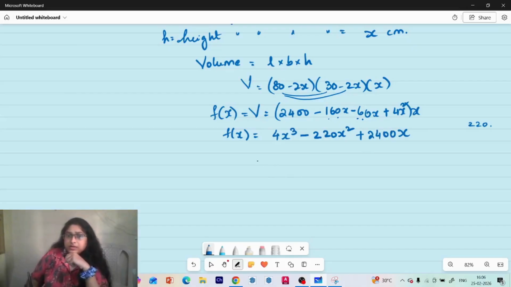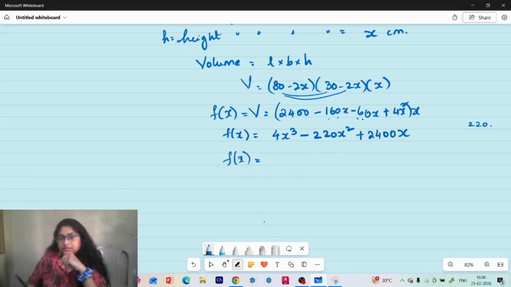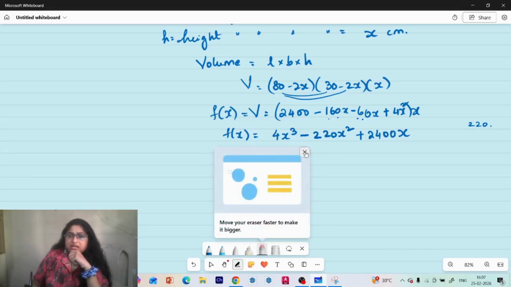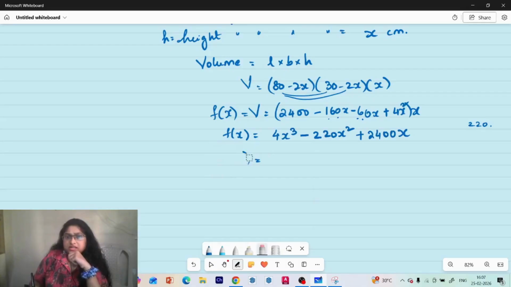Now I think you can divide by 4 for f of x. Okay, one second. Let's just leave this as it is, because this f of x is the volume.